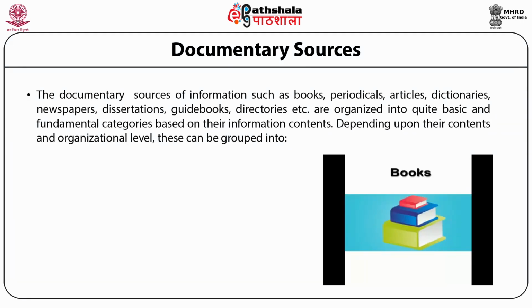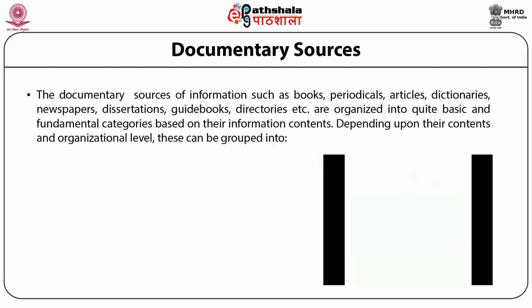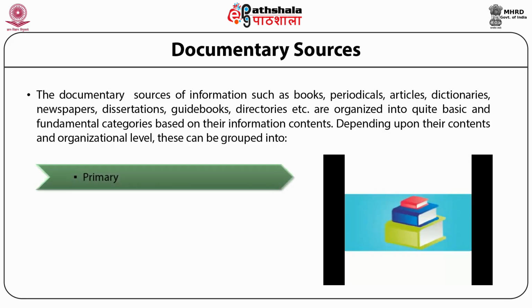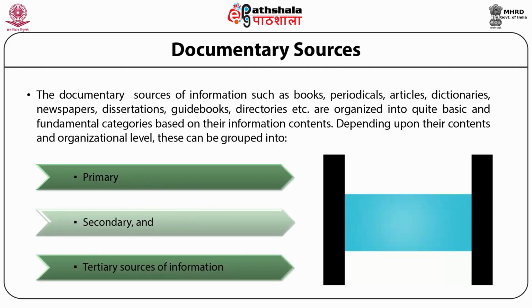The documentary sources of information such as books, periodicals, articles, dictionaries, newspapers, dissertations, guidebooks, directories, etc. are organized into quite basic and fundamental categories based on their information content. Depending upon their content and organizational level, these can be grouped into primary, secondary, and tertiary sources of information. As already informed, there are three types of information sources. These are primary, secondary, and tertiary sources of information.